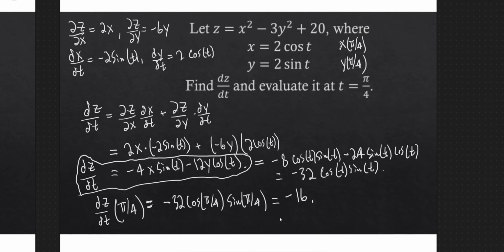So let's interpret that result. My instantaneous rate of change of z is minus 16 at time pi over 4. So thinking about it like the mountain again, I'd be moving downward, I'd be descending the mountain at this time at a rate of minus 16, in whatever units I'm measuring z and t.